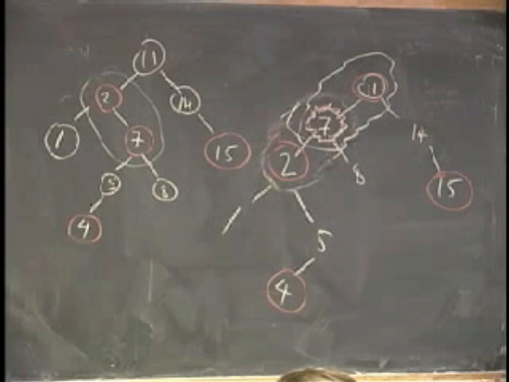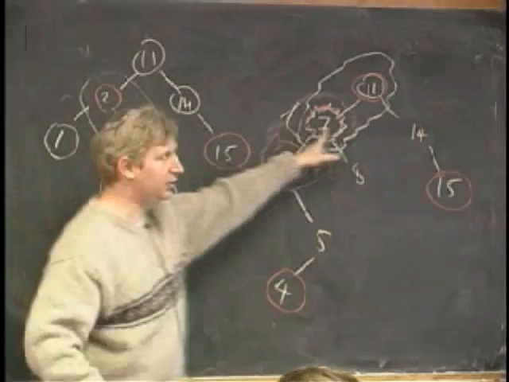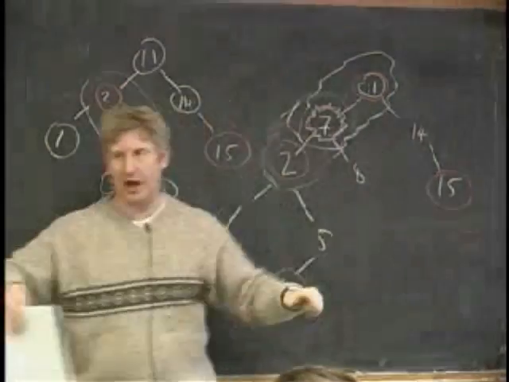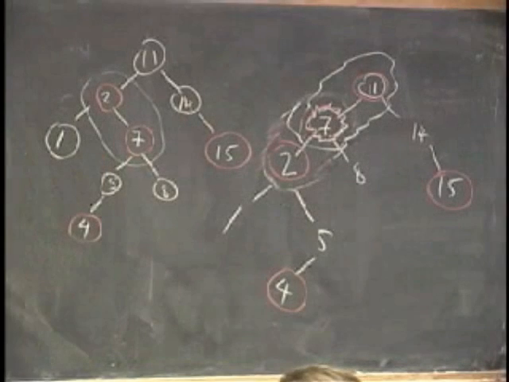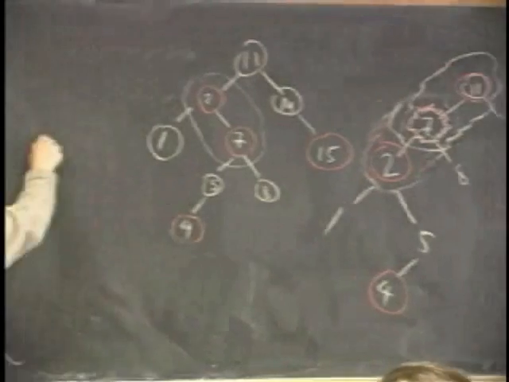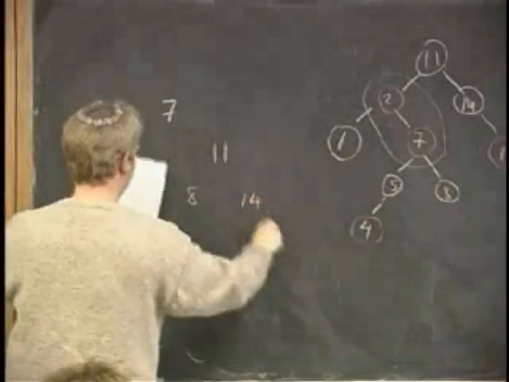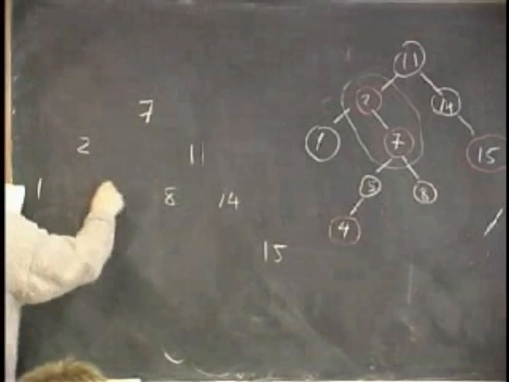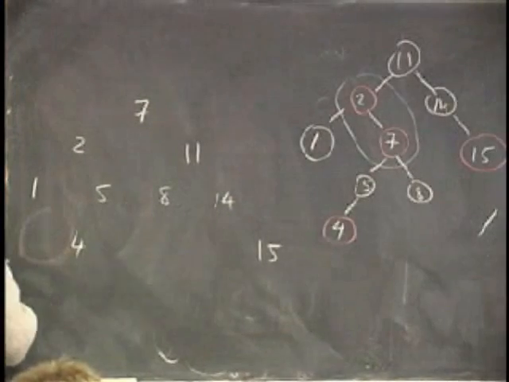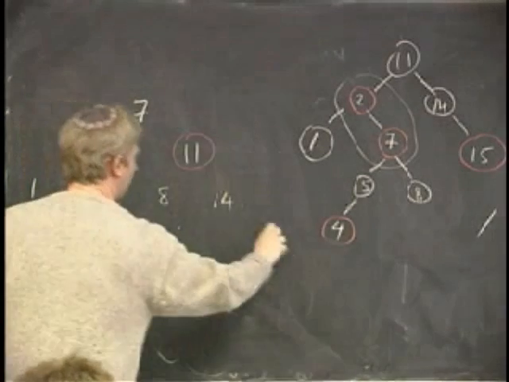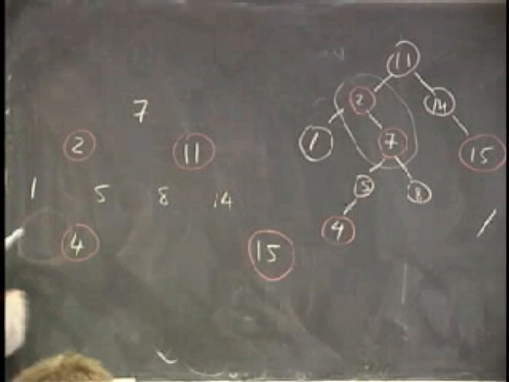We want 7 to pop up to the middle because it's going to even out the distances. We have this extra black that we stuck in here, and that messed things up. We want to move it up to the top to even it out. What does it look like when we're done? 7, 11, 8, 14, 15, 2, 1, 5, 4. And here's the reds. A red here, a red here, a red here, and a red here.